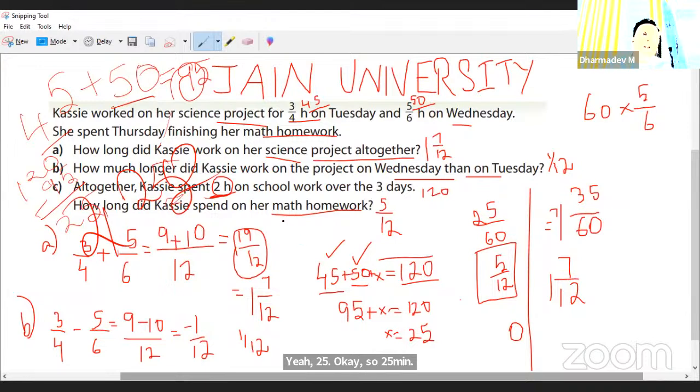So I want to convert into a fraction. So 25 divided by 60 gives me 5 over 12.